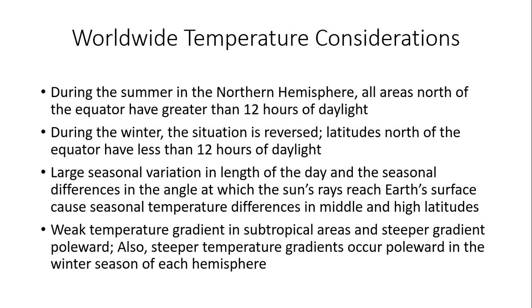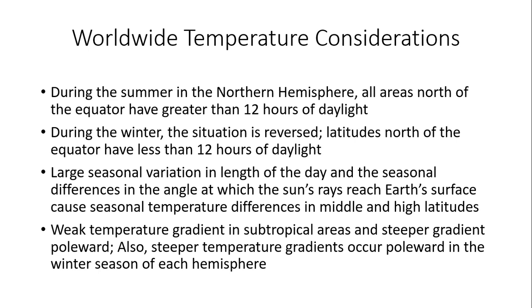Now, there's a large seasonal variation in the length of the daylight hours and the seasonal differences in the angle at which the sun's rays reach Earth's surface, causing seasonal temperature differences in the middle and the high latitudes. And when I say middle latitudes, I'm talking about between 30 degrees and 60 degrees north or south latitude. The high latitudes are going to be from 60 north to 90 north. So that's the general latitude belts I'm talking about.